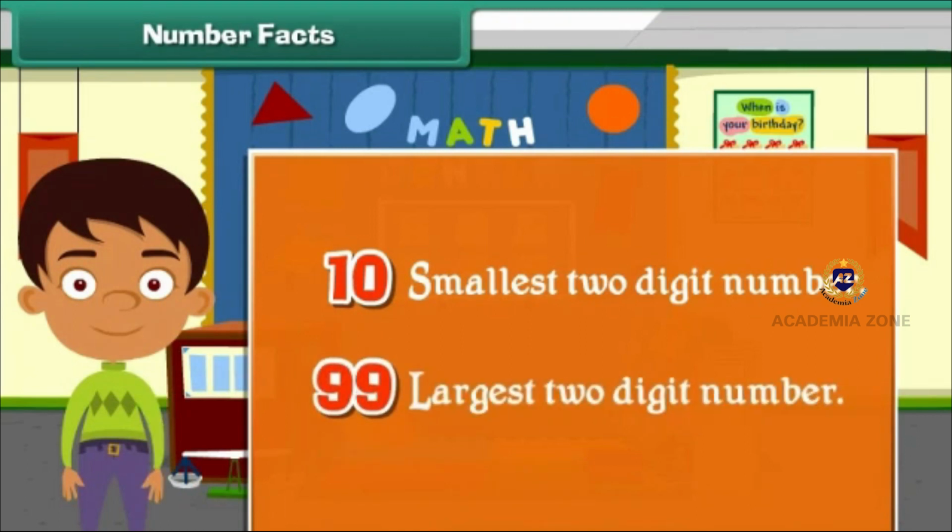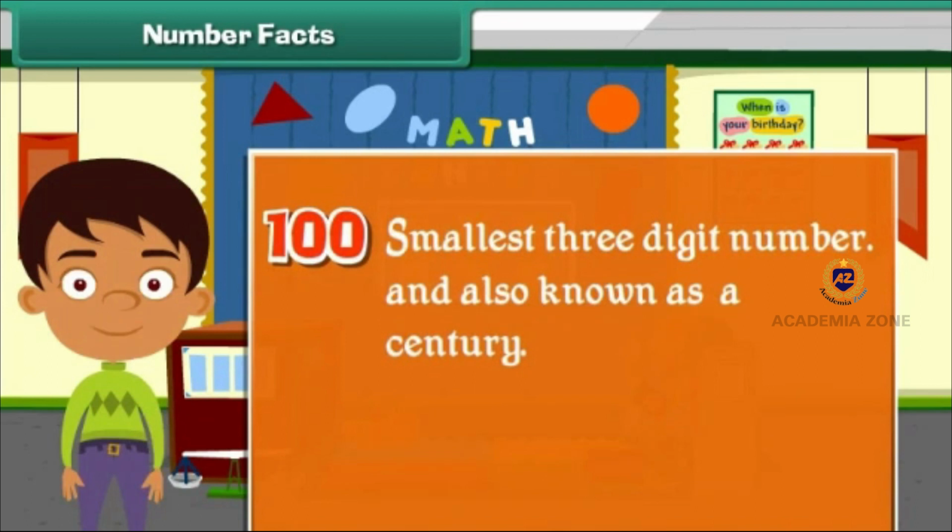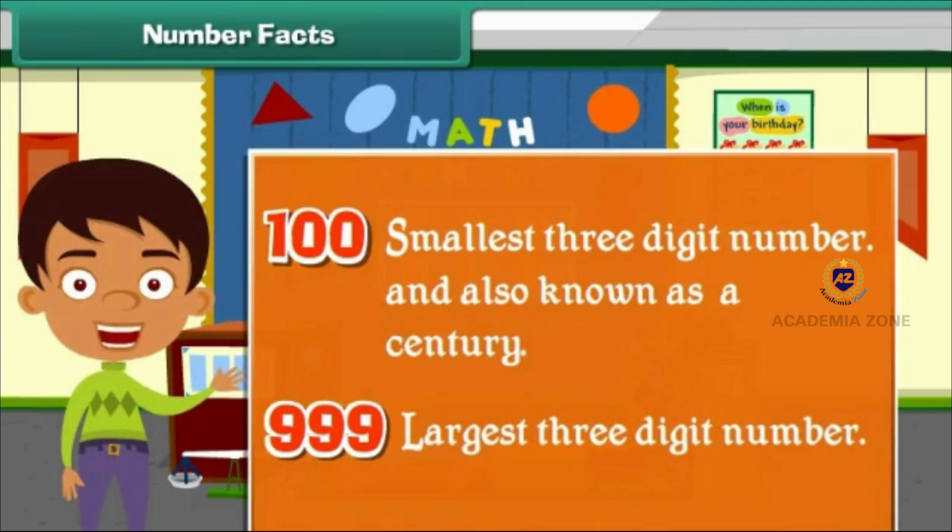99 is the largest two-digit number. 100 is also known as a century. 100 is the smallest three-digit number. 999 is the largest three-digit number.